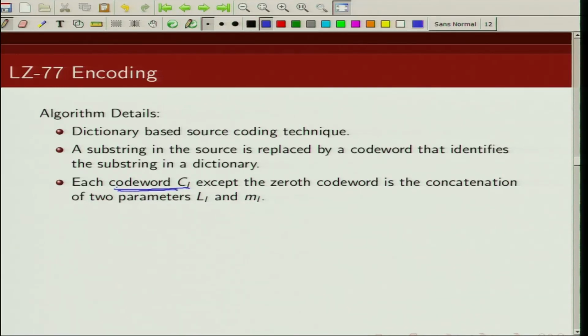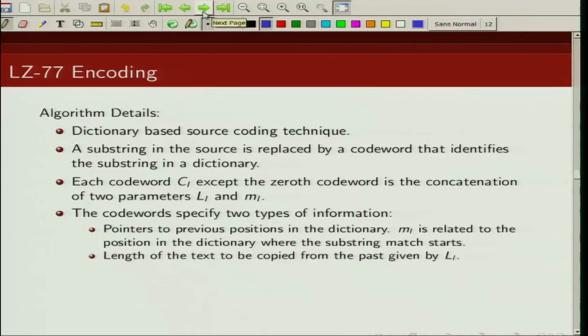Each code word except the initial code word, which I call the zeroth code word, is a concatenation of two parameters. One is the length of the match of the substring, which I denote by capital L, and M_L, which denotes the location where the match has occurred. So as I said, it's a dictionary based encoding. The string of bits are there in the dictionary. Whenever a new string comes in, we are searching for the largest string which is already there in the dictionary. So we are interested in finding out the length of the string that is matched to a string already in the dictionary, and also the location in the dictionary where this match is occurring.